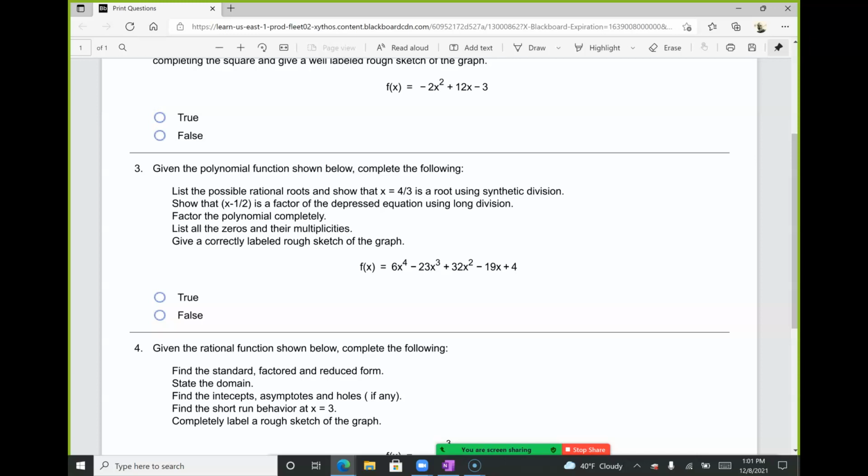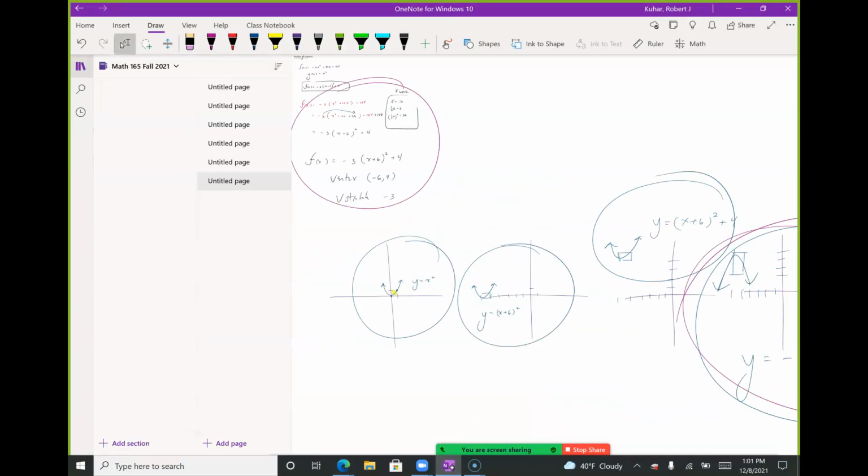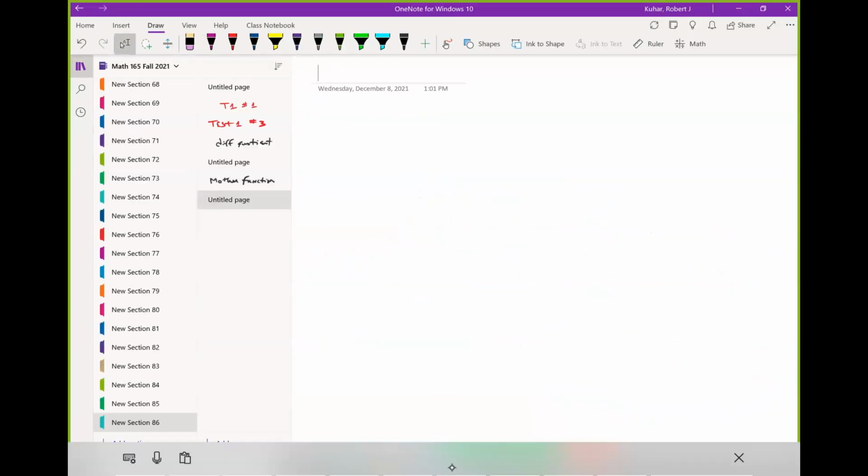Nice. So it gives me a function, a polynomial. It wants me to list out the possible rational roots and then synthetic divide with 4/3, long divide with x minus 1/2, and then factor this thing as completely as I can, only with real zeros, right? So if I get complex zeros, don't bother with it. It's definitely a question like this on your test.